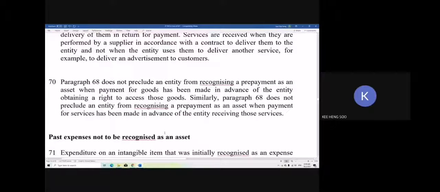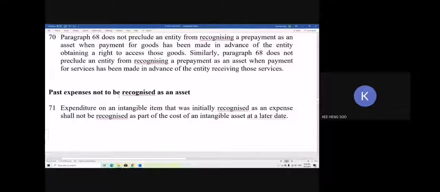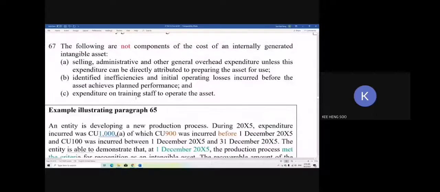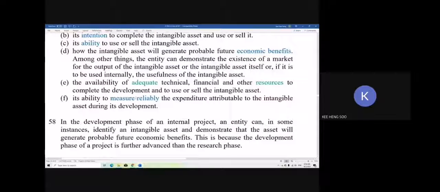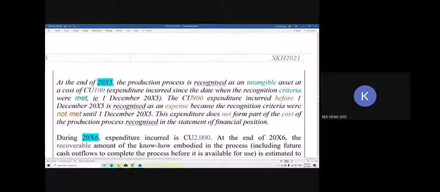Past expenses should not be recognized as asset. What is the past expenses? Refer to the example just now. You got the past expenses. The 900 is called past expenses. 900 spent in 2015, recognized as expenses. It cannot be in the cost in the future. It is called past expenses. It's already recognized as expenses, that's it. No more already. Cannot come back.